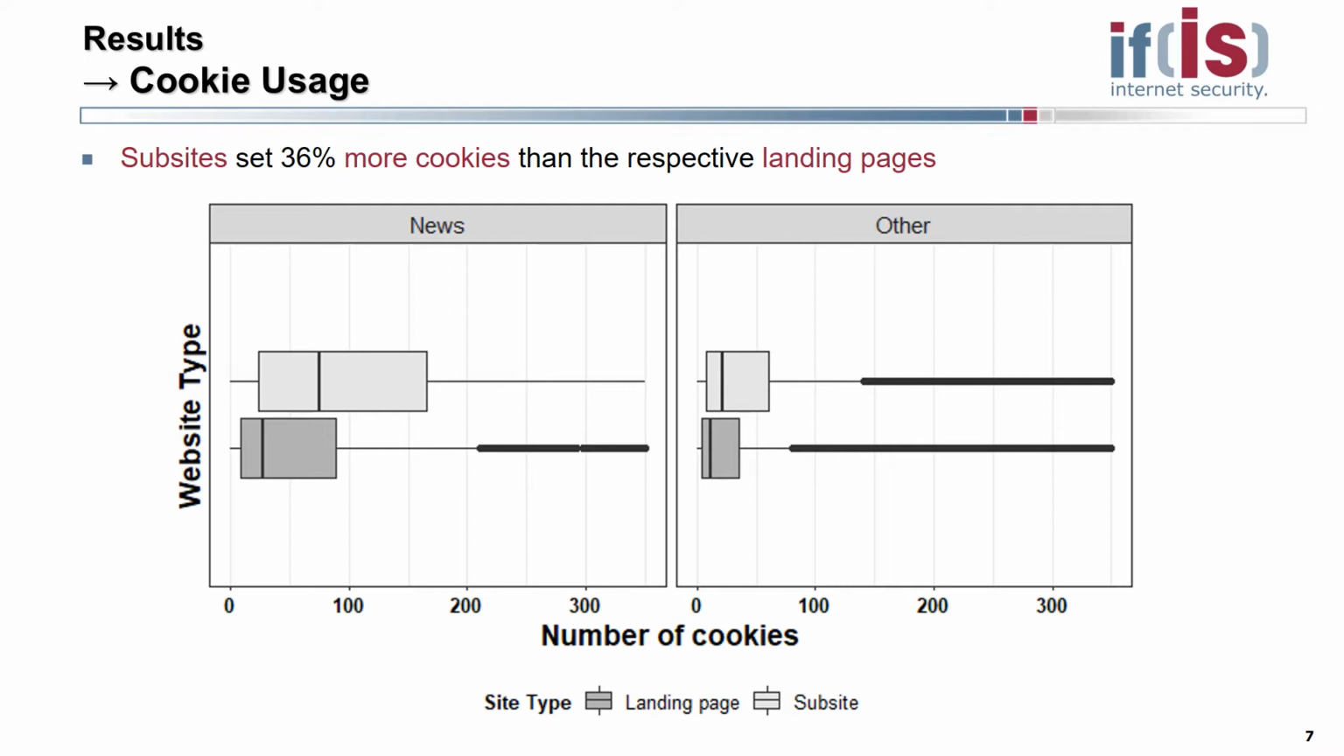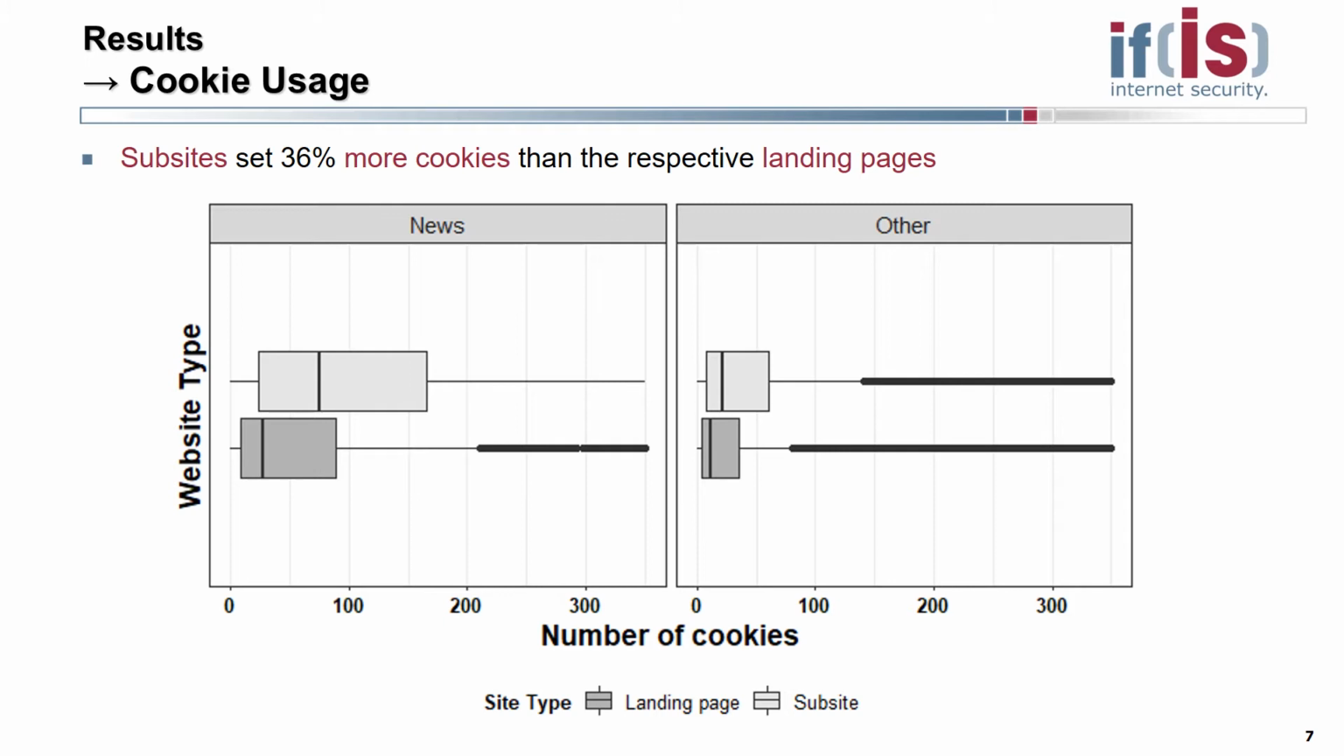Let's start with the comparison of third-party cookie usage on landing pages in contrast to subsites. Remember that by landing page we mean the sites that are on the Tranco top list, and by subsites we mean first-party links from the landing page. The light gray bars demonstrate the third-party cookie usage on the subsites, and the darker gray bars demonstrate the same usage on the landing pages. As you can see, landing pages use far fewer third-party cookies than the respective subsites do.